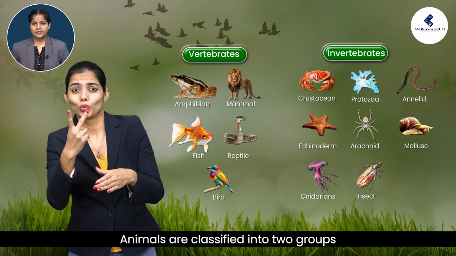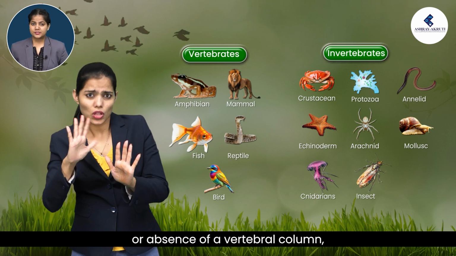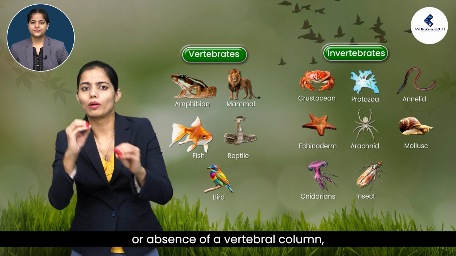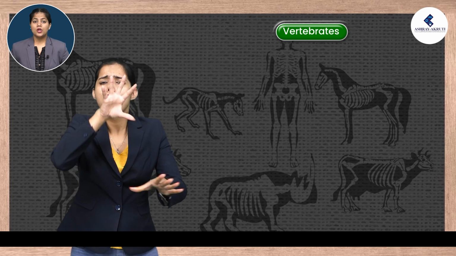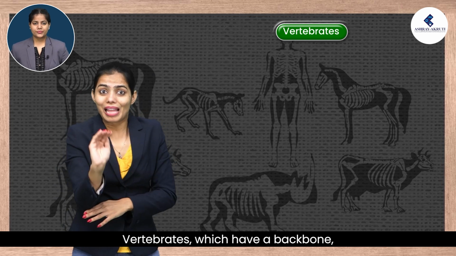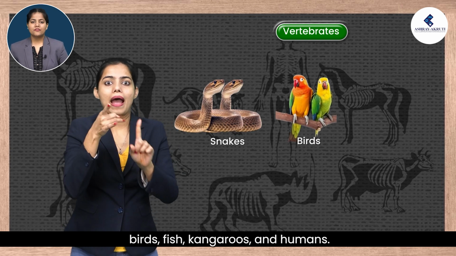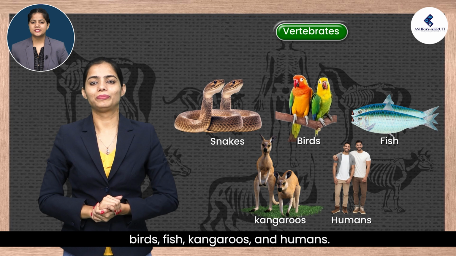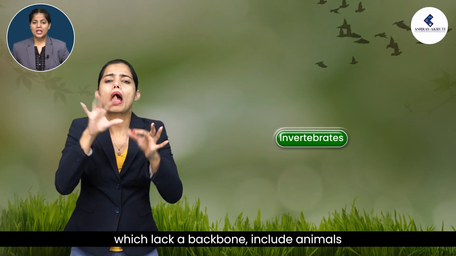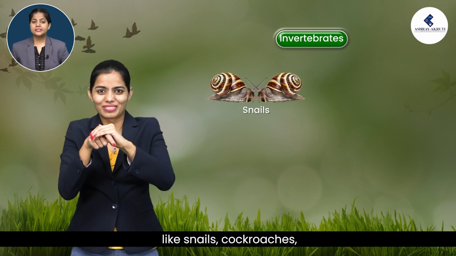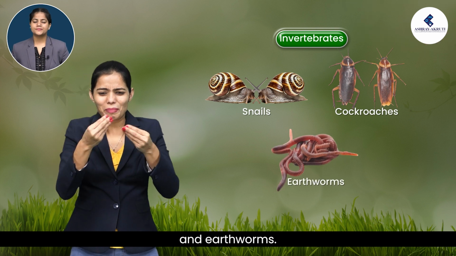Animals are classified into two groups based on the presence or absence of a vertebral column: vertebrates and invertebrates. Vertebrates, which have a backbone, include animals such as snakes, birds, fish, kangaroos, and humans. Invertebrates, which lack a backbone, include animals like snails, cockroaches, and earthworms.